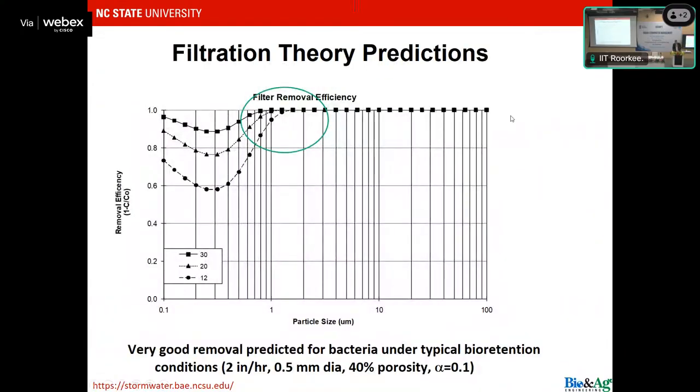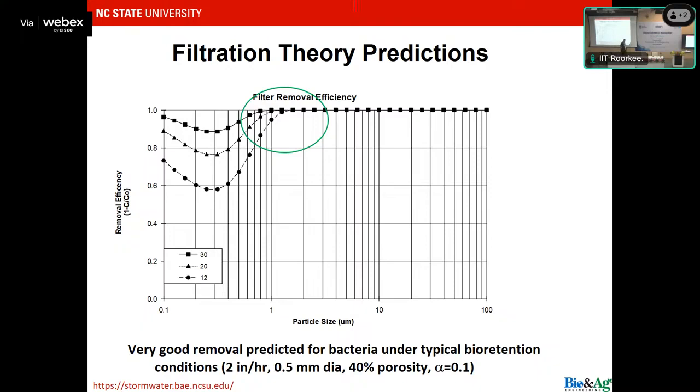Bacteria. Bacteria are hitchhikers. All right? So you've got your bacteria, they're riding along on your sediment. Well, how do you get rid of sediment? What are the two ways you get rid of sediment? We talked about them. What are the two mechanisms? I heard sedimentation. What's the other one? Filtration. You got it.